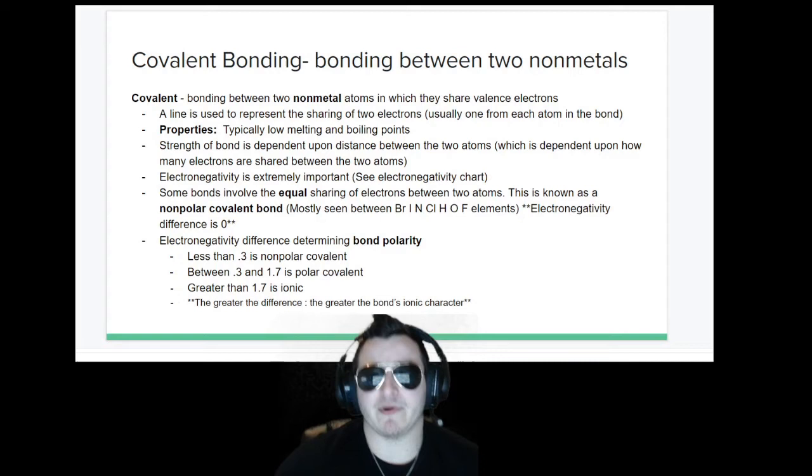The last type of bonding that we will be discussing in this unit is covalent bonding, and it's going to bear the brunt of this unit.